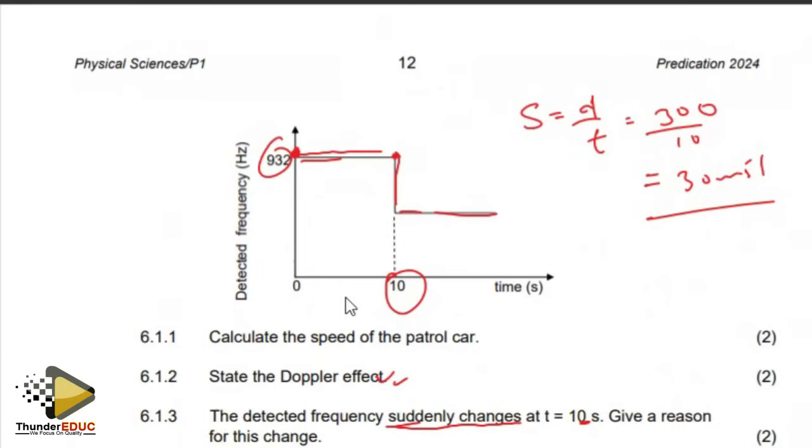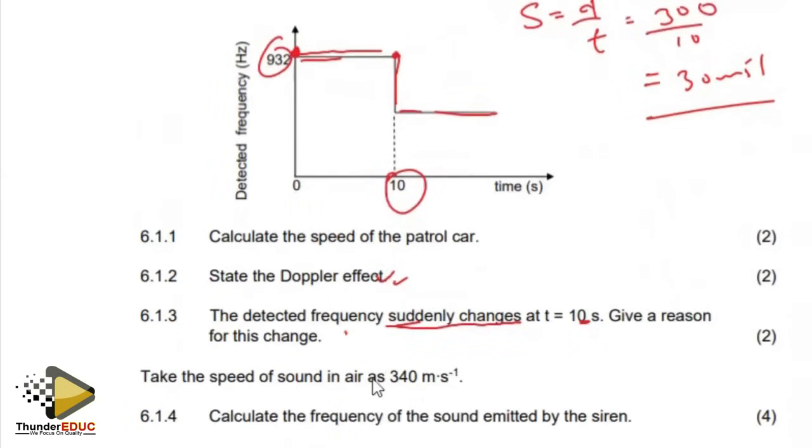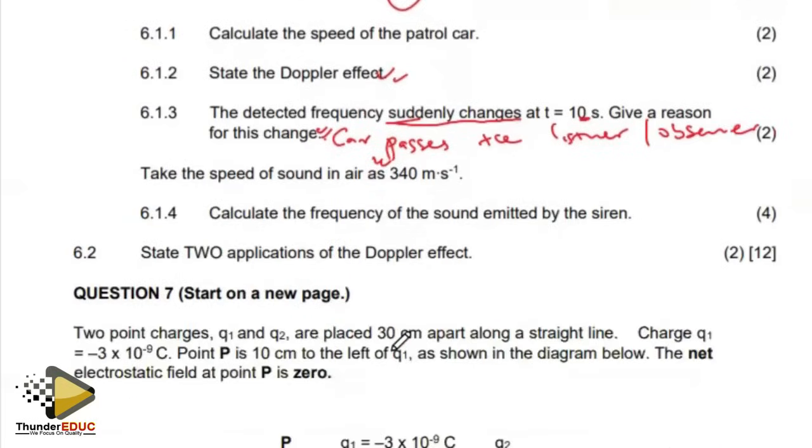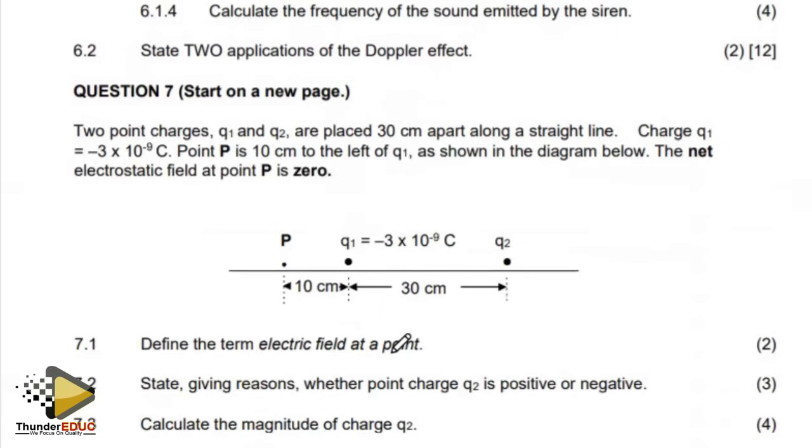Okay, so the changes, I mean, if the car just comes and it's making a lot of noise and immediately it passes you, definitely there's going to be a change. So we could say that the car just passes the listener or observer. Okay, that is one reason. Or you can say the car starts to move away at that instant, and can also say that maybe the car and the observer are just in the same place, because the moment you're at the same place, then there's going to be that change. And then next, they want us to take the speed of air to be 340 and calculate the frequency of the sound emitted by the siren.